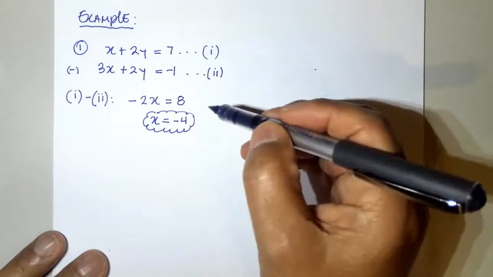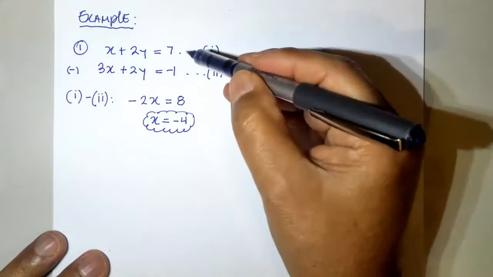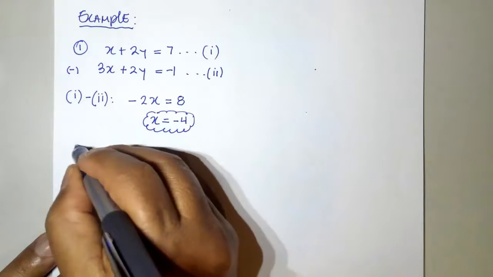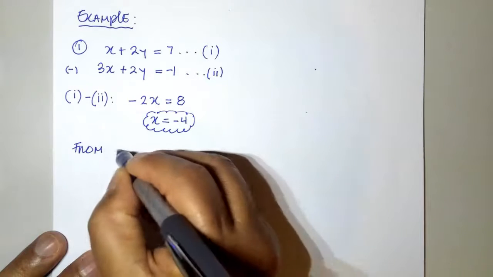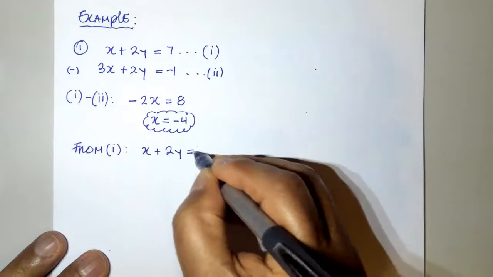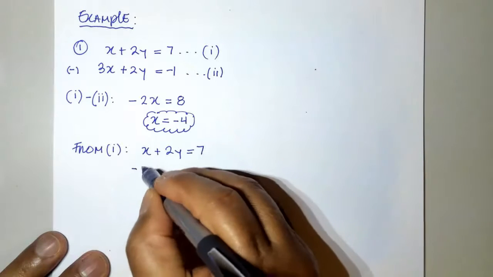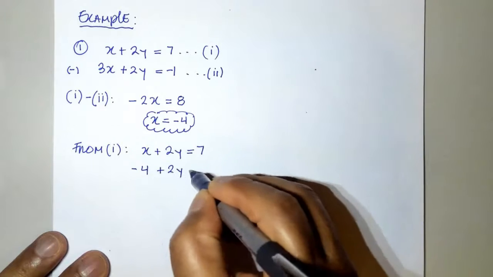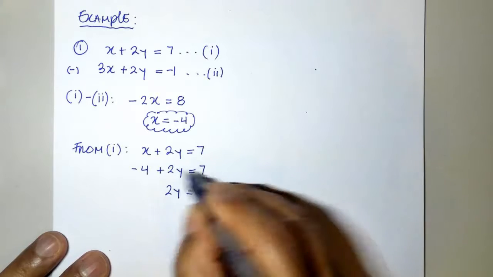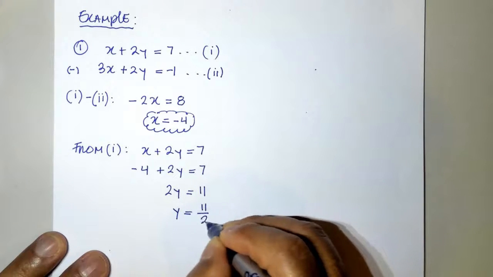Okay, and then we are going to substitute this number into any of these two. It doesn't matter, you can substitute it in that one or that one, you get the same answer. So I'm going to pick the top one. From equation 1, we have that x plus 2y is equal to 7. And then I'm going to substitute what we already know about x, which is -4, so -4 plus 2y equals 7. That will give you 2y equals 7 plus 4, which is 11. And then we divide 11 by 2. Okay, and then that's it.